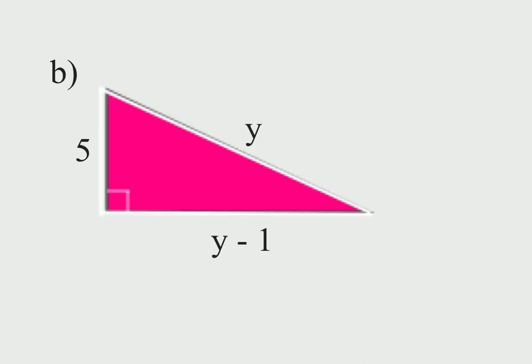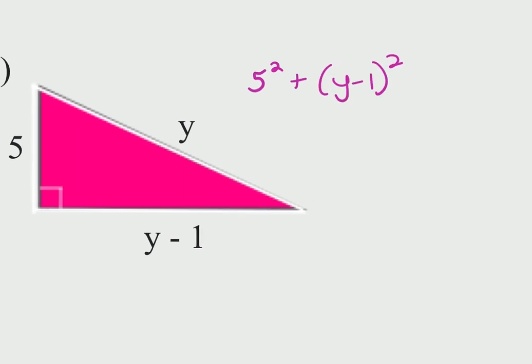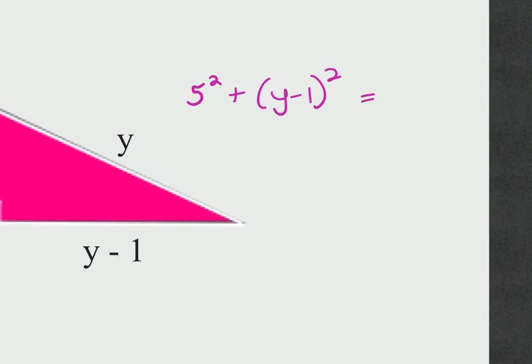B. Okay, there are two y's there. They are the same variable. So 5 squared... What'd you say? Is it 4? No, it's not 4. 5 squared plus y plus 1 squared would equal y squared.